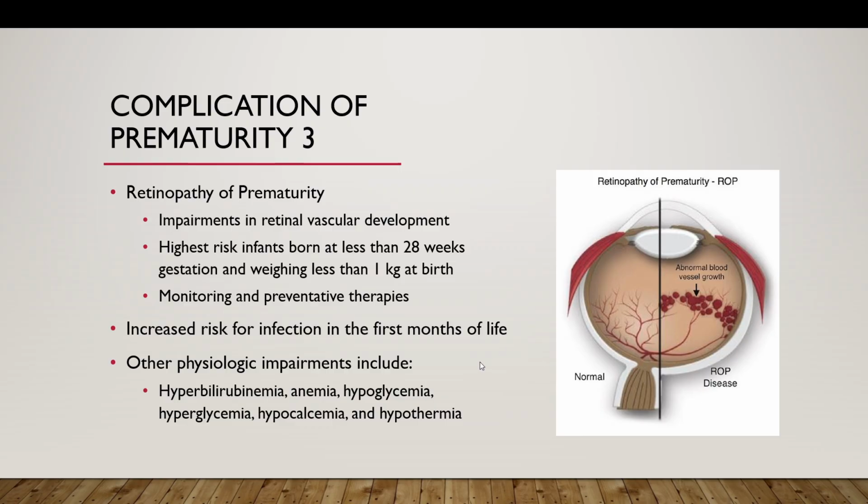Babies born early are also at an increased risk for infection for the first months of their life. Their immune system is not as built up as babies that are born at term. They may also develop some other types of physiological impairments, issues with their blood, hypothermia, difficulty controlling their body temperature. They might also have hypoglycemia or hyperglycemia, having difficulty with their body controlling their blood glucose levels.